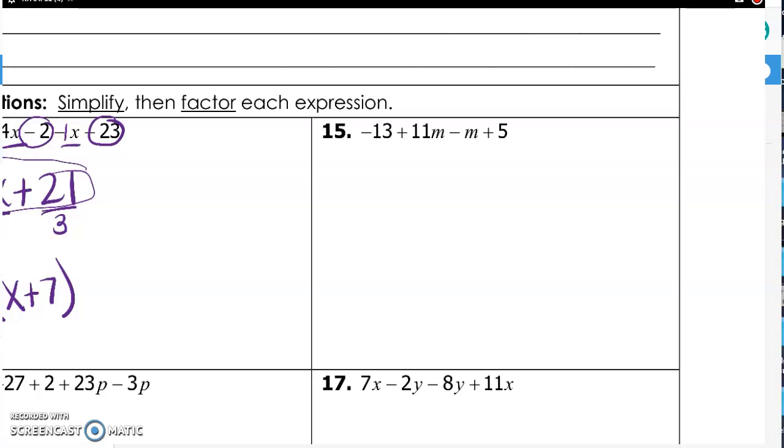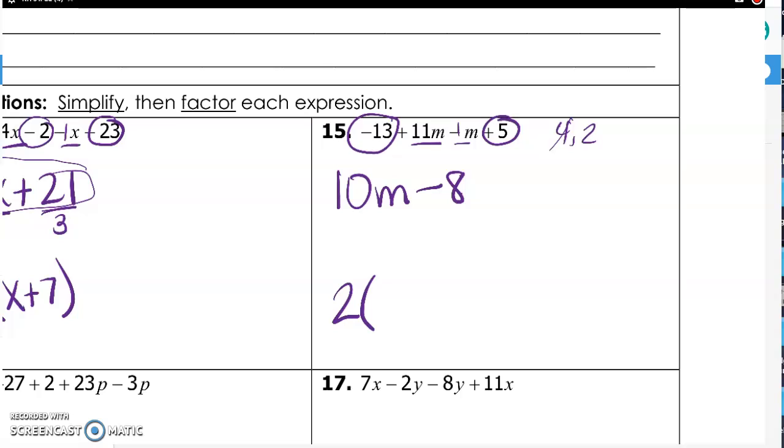15. We have 11m minus 1m to give us 10m. Negative 13 plus 5 gives us negative 8. So 10m minus 8. So 8 does not go into 10. The factors of 8 are 4 and 2. So if you need to remind yourself over here of what goes into 8, 4 does not go into 10, but 2 does. So 2 is what we'll write on the outside of our parentheses. Then divide by 2. We get 5m minus 4.